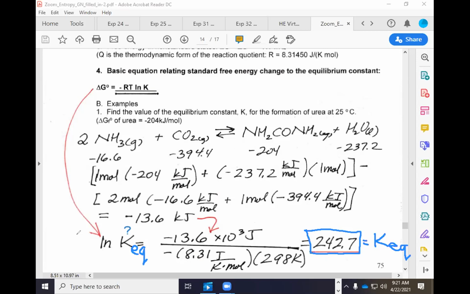Okay, does anyone need more time copying this down? So what's really nice is if we're given a KEQ, we can find a free energy. If we're given a free energy, we can find a KEQ. So anyone need more time copying this down? Okay.